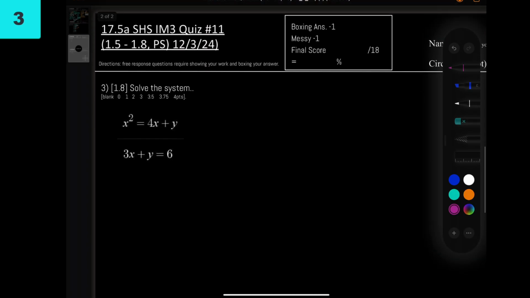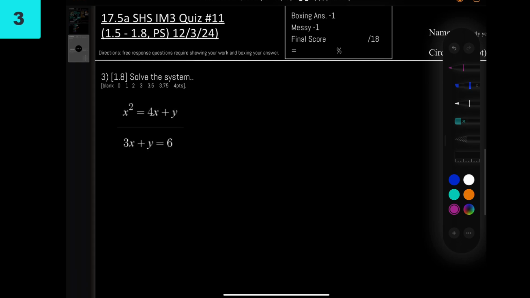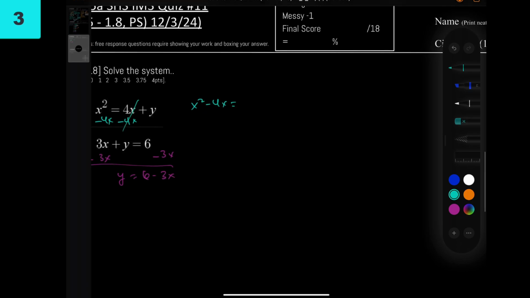Okay, question number 3, solve the system. A lot of you guys are asking me today why they're not set equal to y. So you can do that. Not too hard. You can use your algebra skills. Okay, there's one equation. This one, just subtract 4x, and you'll get x squared minus 4x equals y. Okay, you just set them equal to each other.